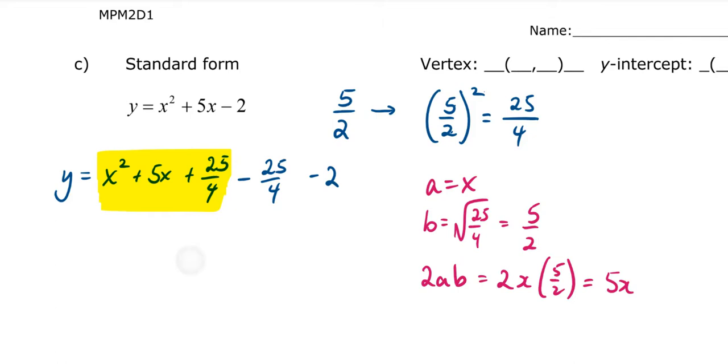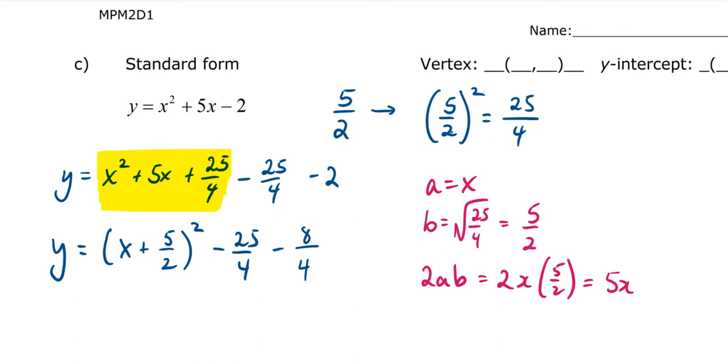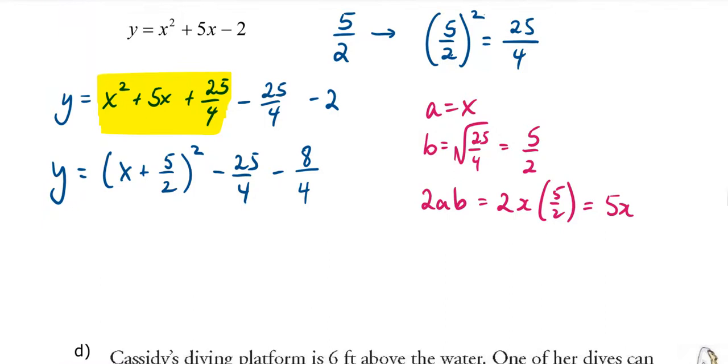That means I can rewrite those three terms as y equals x plus 5 over 2 squared. Then on the outside, I have minus 25 over 4 minus 2. So what's minus 25 over 4 minus 2? Well, I can rewrite the 2 as a fraction with a denominator of 4. And so that would be 8 on the top. 8 over 4 is the same thing as 2. And then I subtract those like terms. So y equals x plus 5 over 2 squared minus 33 over 4.